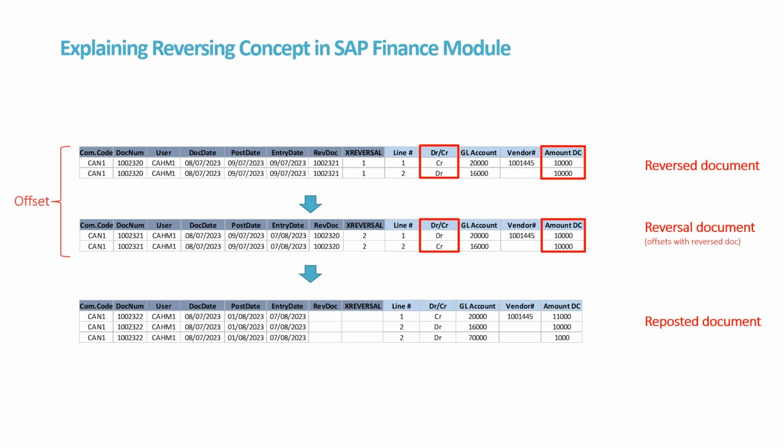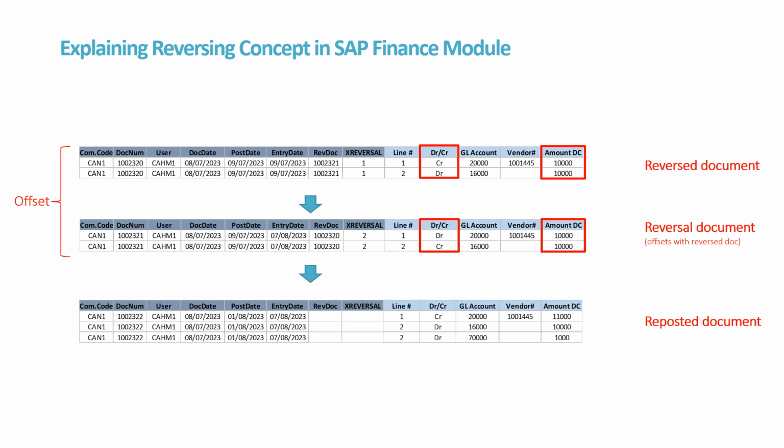The correct approach is to reverse the original document first. This creates a reversal document, a new one, which effectively offsets the wrong document, resulting in a net impact of 0. The debit and credit signs are opposite in reversal document. Then a new document needs to be posted, which contains the accurate and corrected information. In this situation, the first document is the reversed document. Second one is the reversal, and the last one is reposted document.